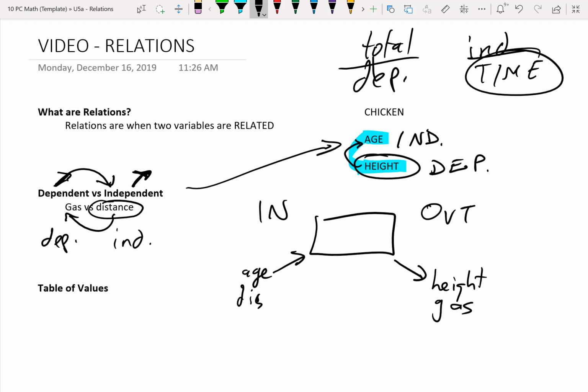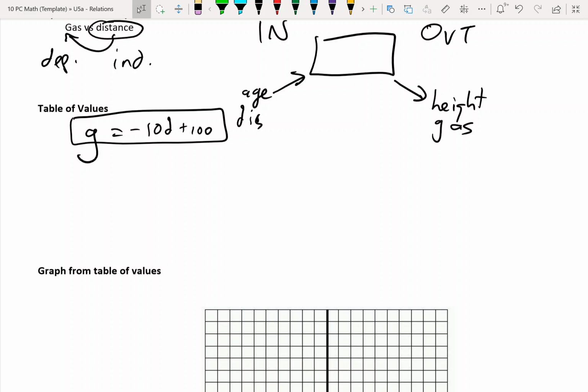Now, when you have situations, you're able to create a table of values, which is a way you can see a bunch of information at once. So let's say that for this gas question, I got an equation. We'll say the amount of gas I have left is equal to negative 10d plus 100. Let's say that's my equation. If I wanted to make a table of values, it looks like this.